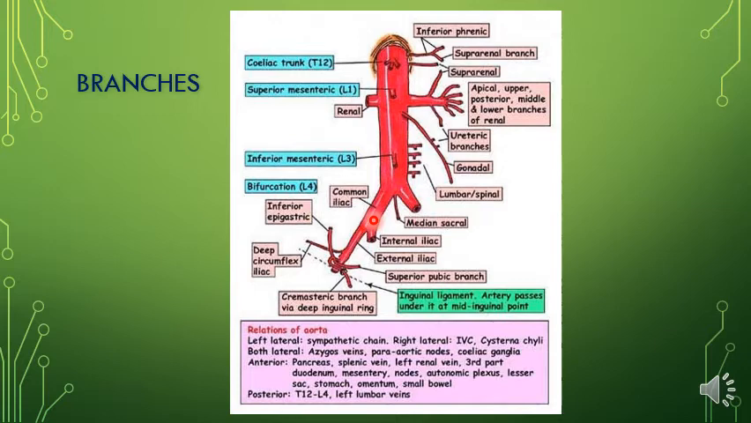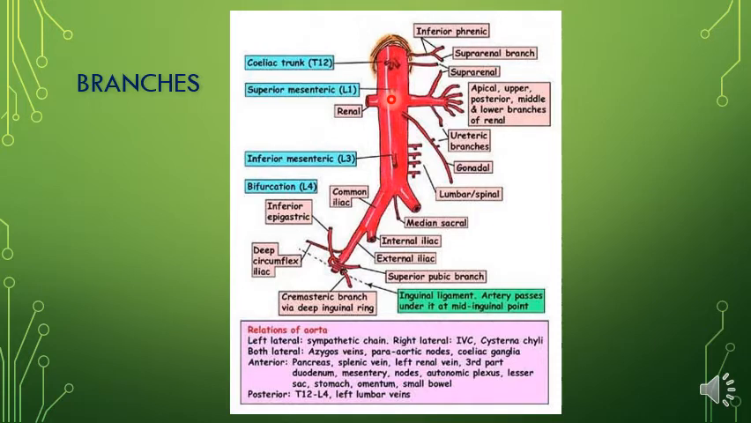4 sets of branches. Now the ventral branches are, from above downwards, the celiac trunk. The celiac trunk or the celiac artery is the unpaired artery of the foregut and arises opposite the lower border of T12. So the celiac artery lies at the lower border of the T12 vertebra, and it is called the artery of the foregut because it is going to supply all the derivatives of the gastrointestinal tract which have developed from the foregut.